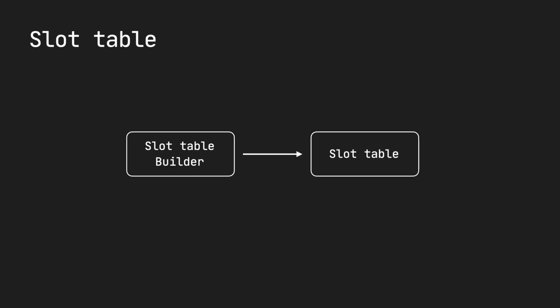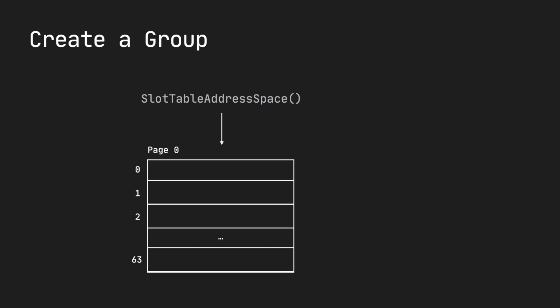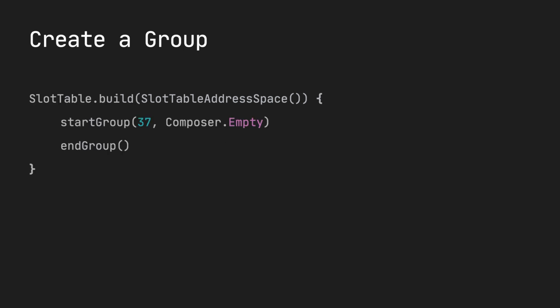We could use the slot table builder, and the builder takes in an instance of an address space. And what this does internally is that it creates a page with 64 empty slots. This is the group address space. I could add groups to this from the top to the bottom linearly. So this is an example of how to add a group.